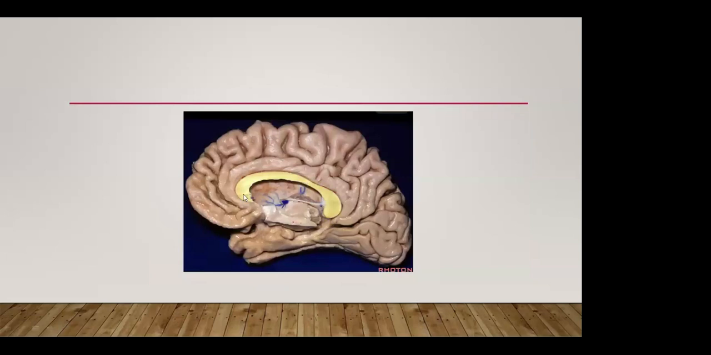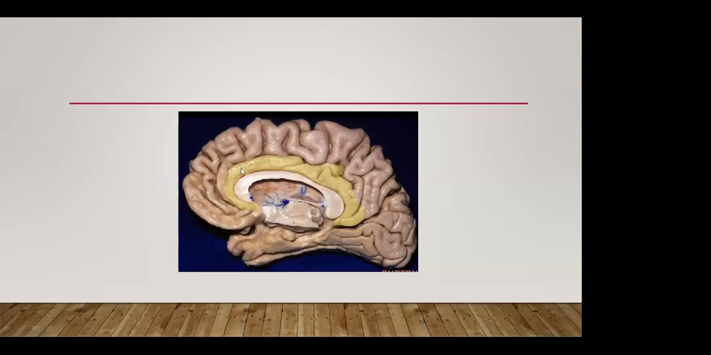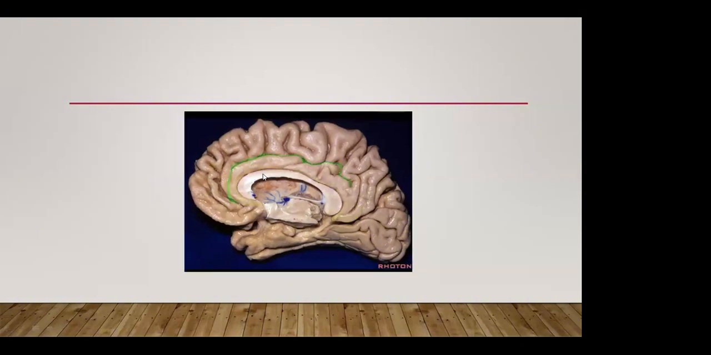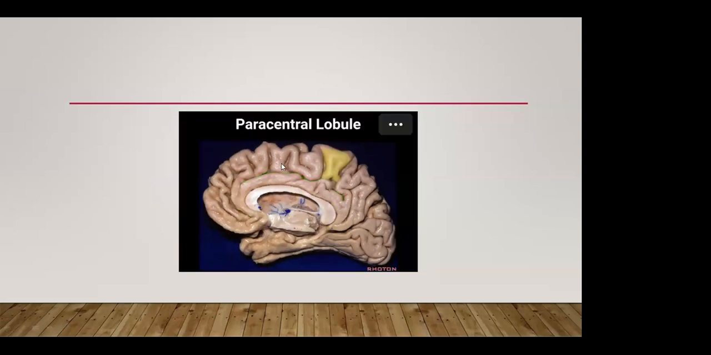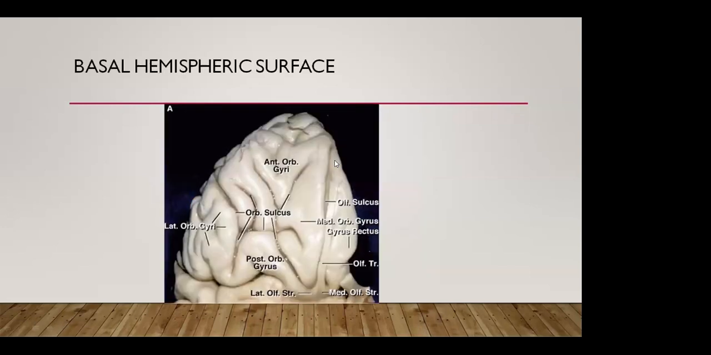This is like a review. This is the corpus callosum. This is the cingulum. In between both of them is going to be the callosal sulcus. And this is the cingulate sulcus, which is dividing the superior frontal gyrus and the cingulum. This is the paracentral lobule, like we discussed, the continuation of the pre and the post-central gyrus on the medial aspect of the cerebral hemisphere.